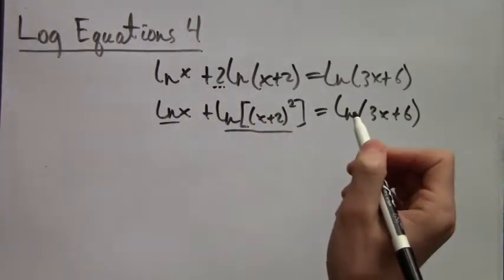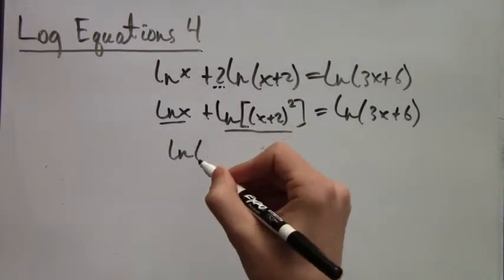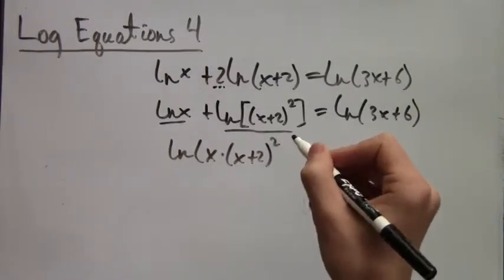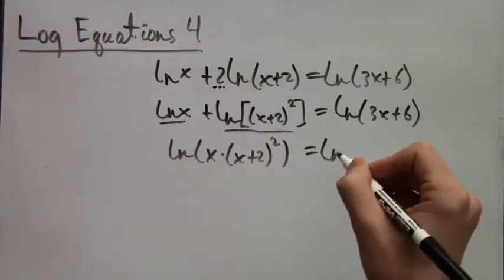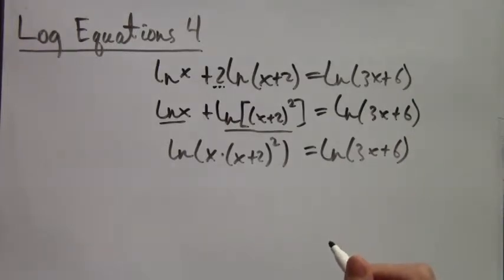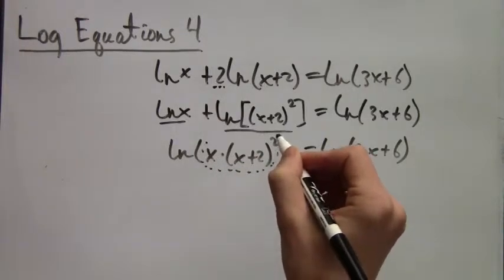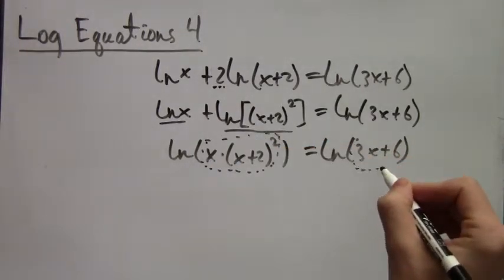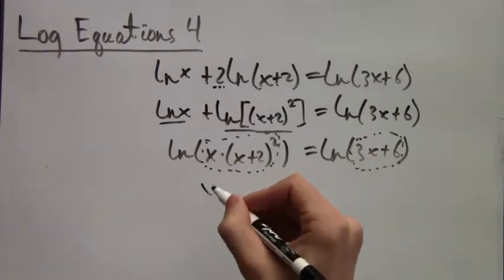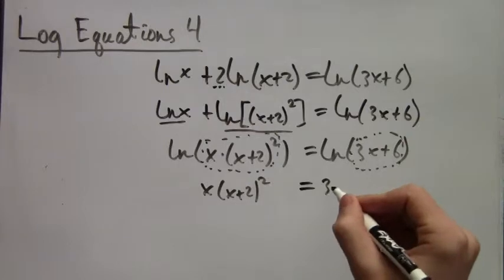Next, we use the log multiplication rule. So I get natural log of x times x plus 2 squared equals 3x plus 6. So the first step is done. We only have one log on each side of the equation. So now all we have to do is look at what's on the inside of these logs. This tells us that x times x plus 2 squared equals 3 times x plus 6.